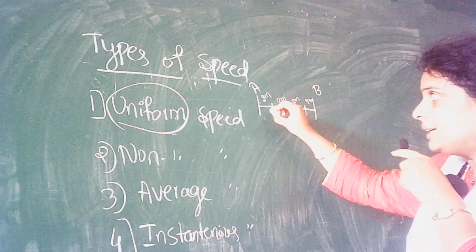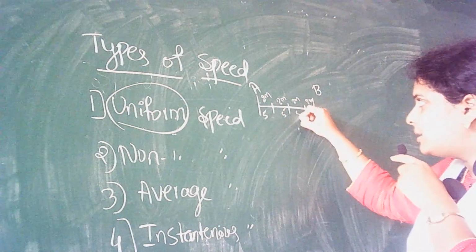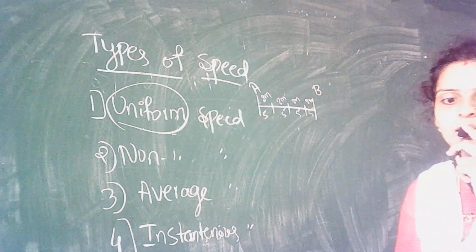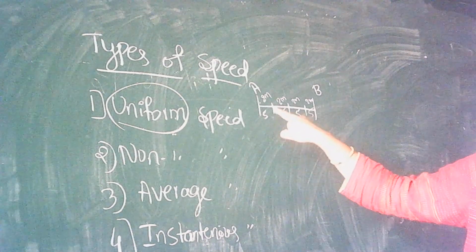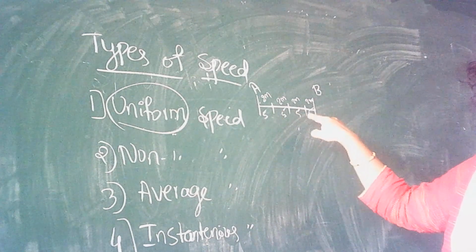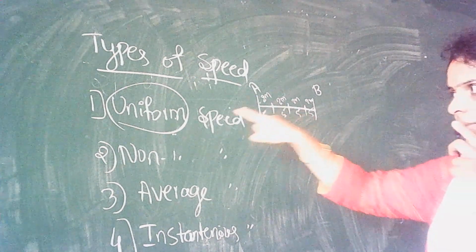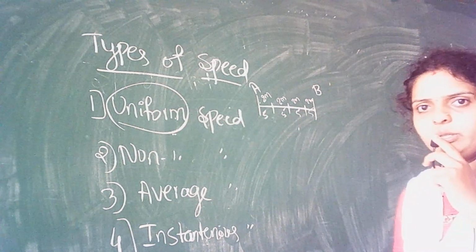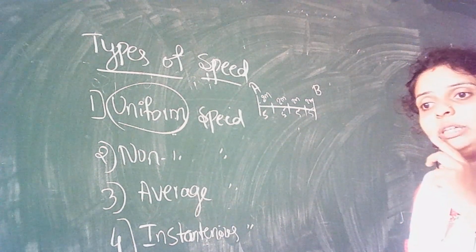So the time taken is 5 minutes, 5 minutes, 5 minutes, 5 minutes. Means when a particle or a body covers equal distances in equal intervals of time, it is known as what? Uniform speed.